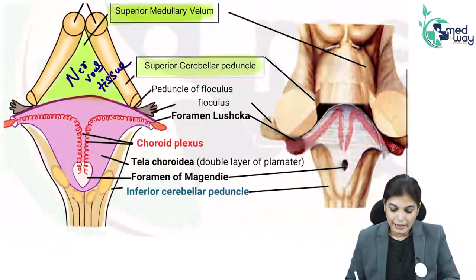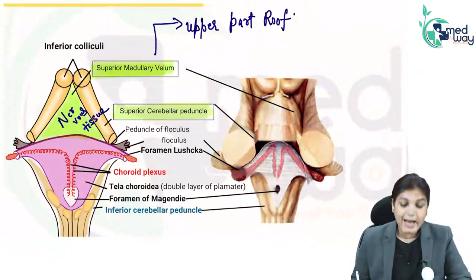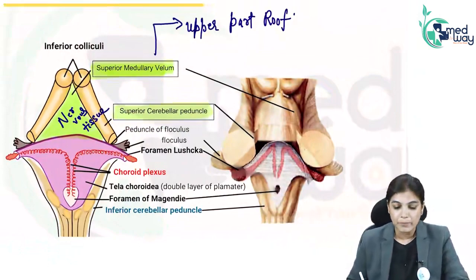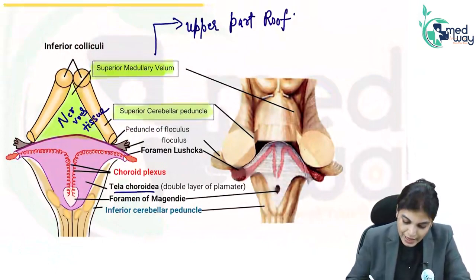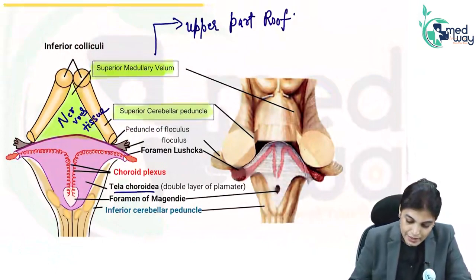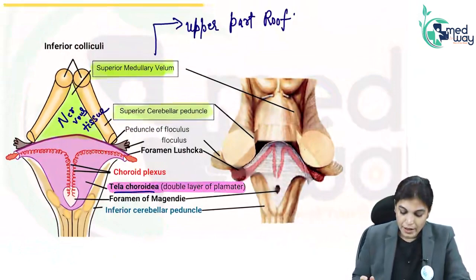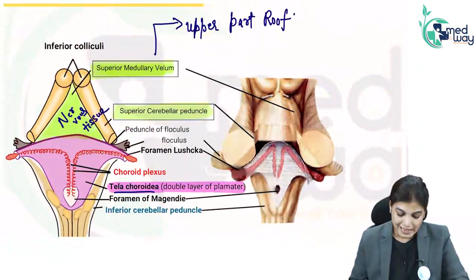If I talk about the inferior or lower part, which has been shown in violet color, it is formed by the inferior medullary velum, which is actually formed by the ventricular ependyma and pia mater. So it is the tela choroidea. Here we have a double layer. You can see the lower part has tela choroidea, the double layer of pia mater, and also the red choroid plexus, which is T-shaped.